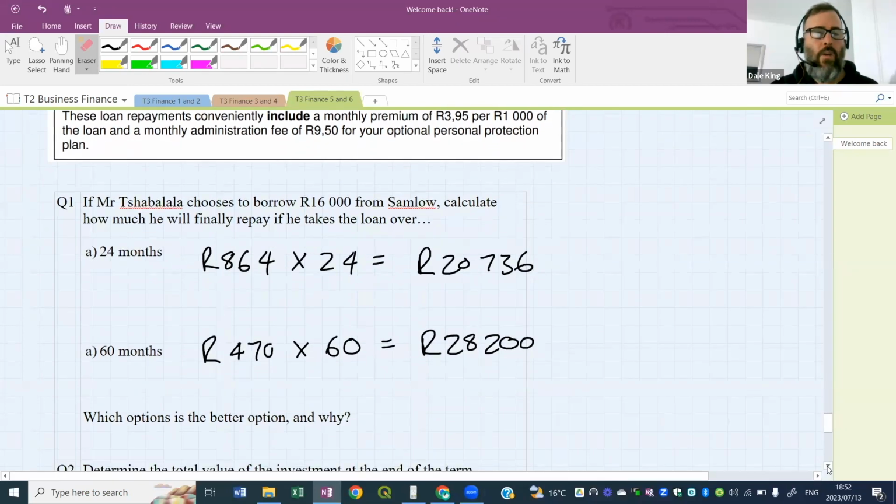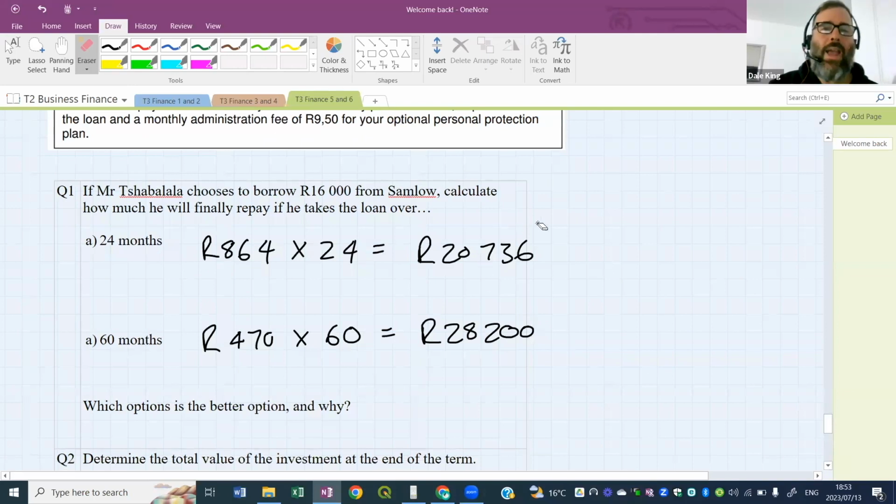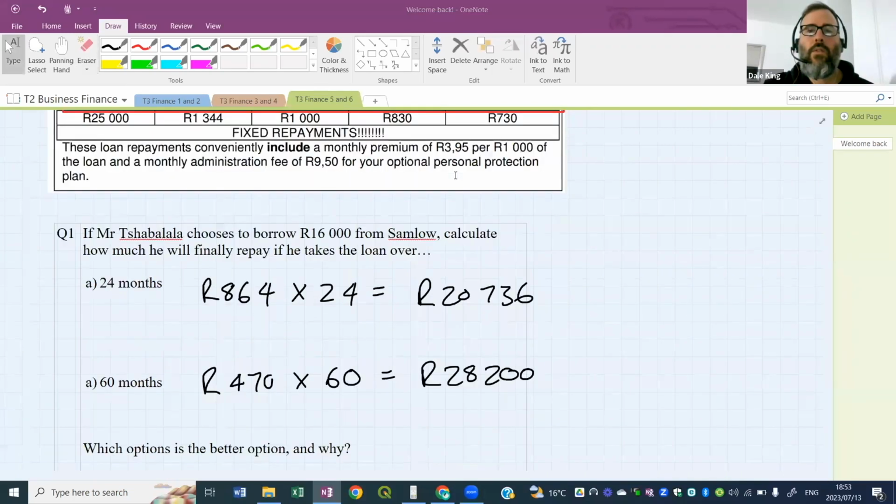Be careful. Which option is the better one and why? All right, who can tell me which one is better and why? Who can tell me, anyone out there, which option is better and why? Wazi. Right, Wazi, check your screen. Yes, Wazi there. Wazi, which one is better and why?